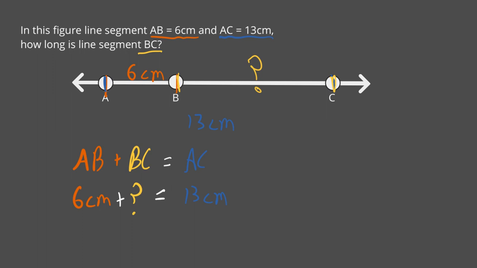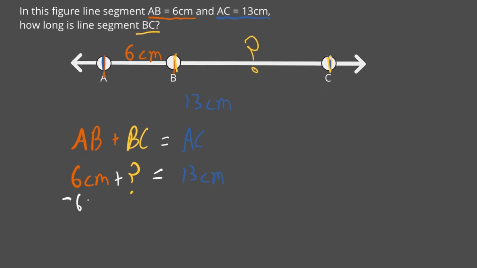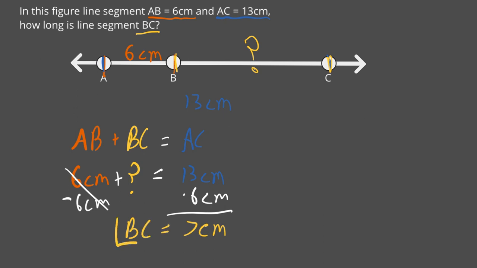How do we do it? Well, all we have to do is subtract 6 from both sides. So we will minus 6 centimeters, minus 6 centimeters. Those cancel out. 13 minus 6 gives us 7 centimeters. And now we know that BC equals 7 centimeters.